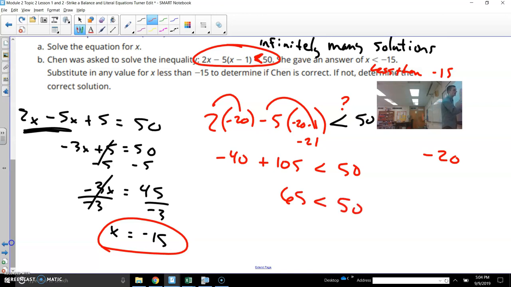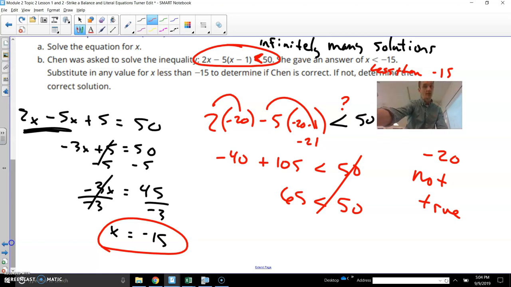Now, is 65 less than 50? No. So that is not true. You don't get to just say it's less than that same value that would have been a solution.